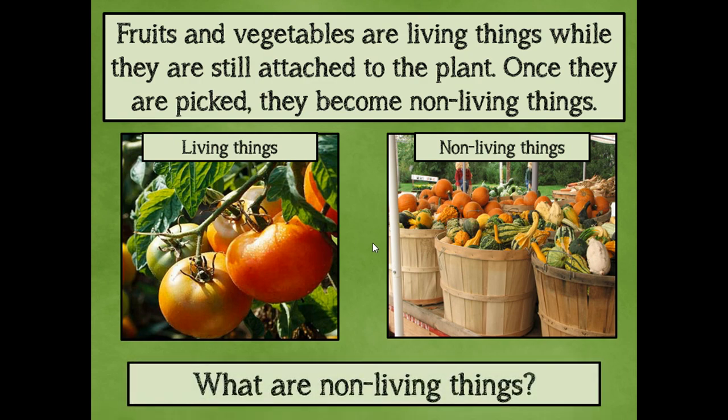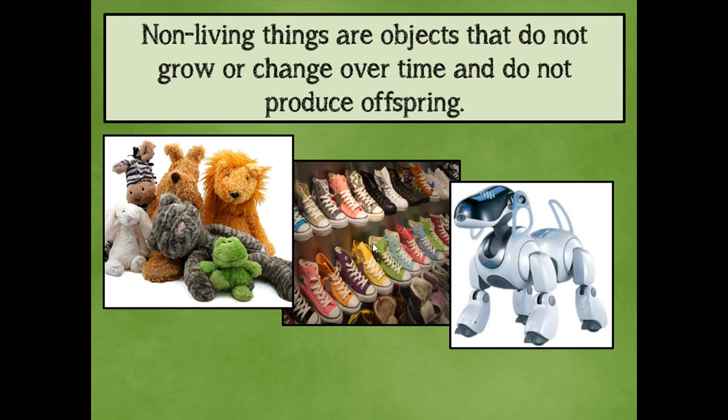What are non-living things? Non-living things are objects that do not grow or change over time and do not produce offsprings. Okay, so this robot dog toy right here is a non-living thing because it can't move, it can't change, it can't have a baby. These shoes are non-living things because they can't move without you moving them. And these stuffed animals are non-living things because they don't change, they don't grow. They're going to stay that same size.